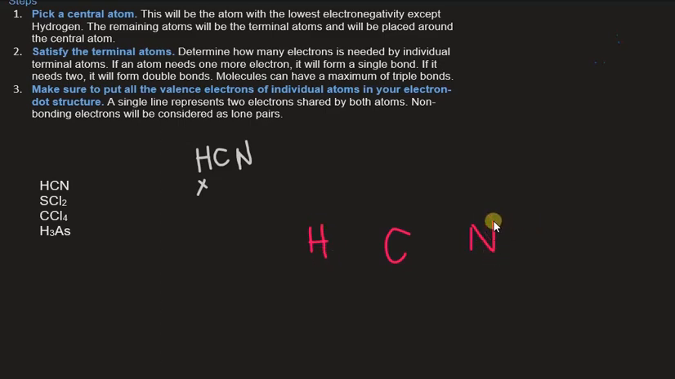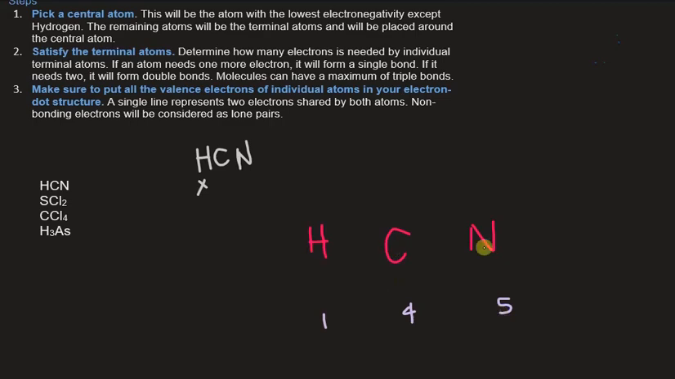The next thing would be we'll look at their individual valence electrons. Again, the electron dot structure shows the valence electrons of every atom. So all the valence electrons must be shown in the electron dot structure. So H has how many valence electrons? 1. Carbon has 4, and nitrogen has 5 valence electrons.